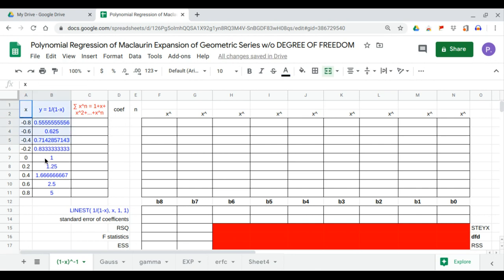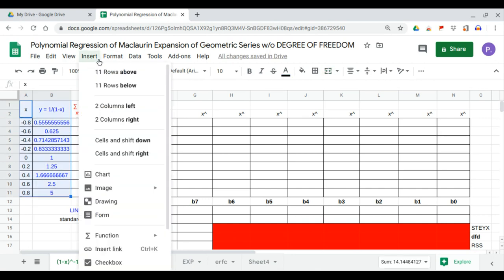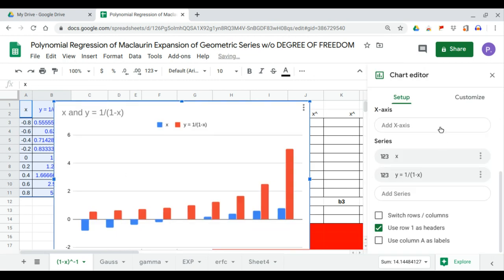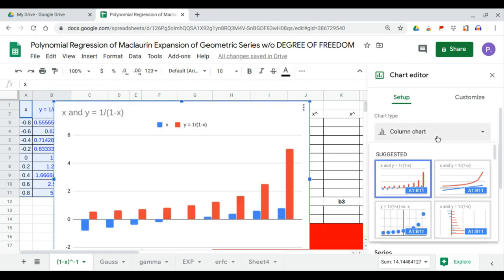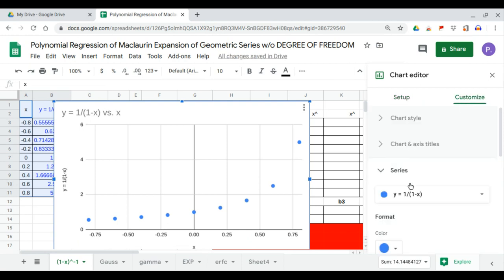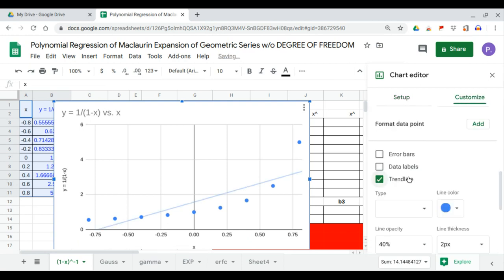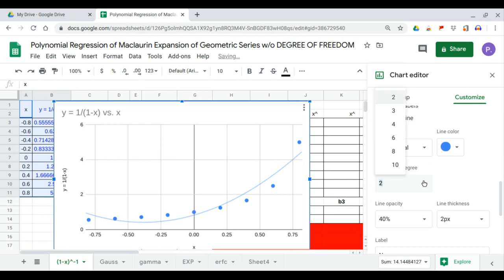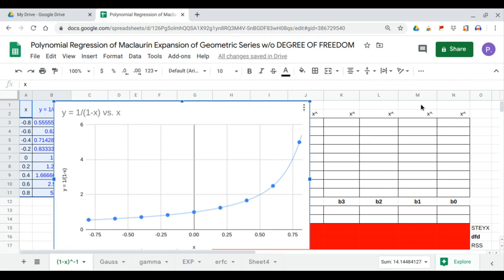And we'll insert this. We'll show the chart for this. Insert the chart, and you use scatter chart. And show the trend line equation, which is polynomial raised to the power 8, because we will have 0 degrees of freedom. That's 8 degrees, and we will also show the equation.